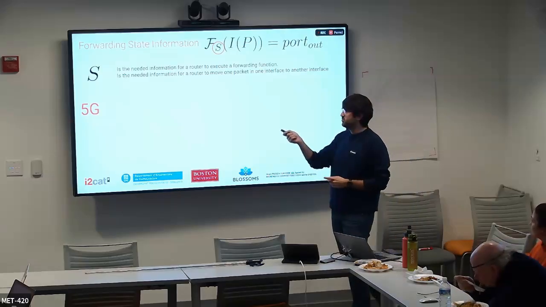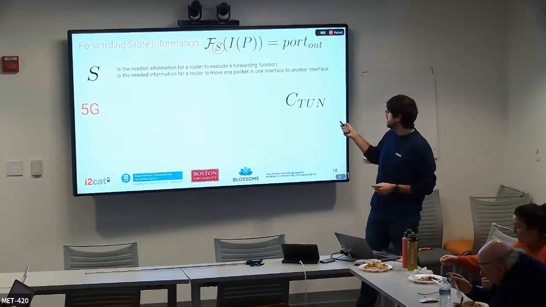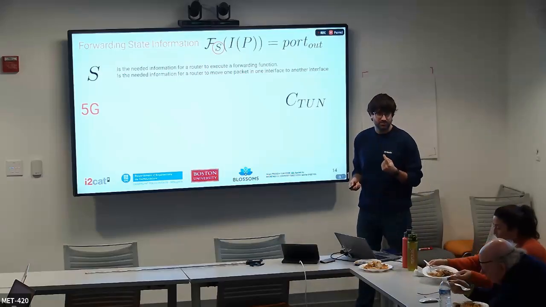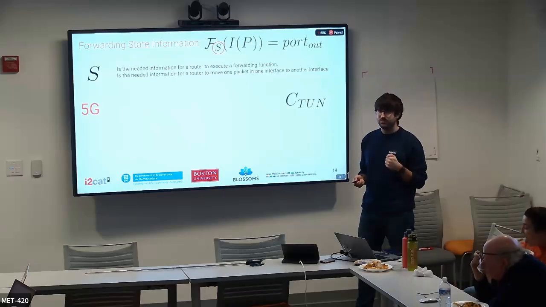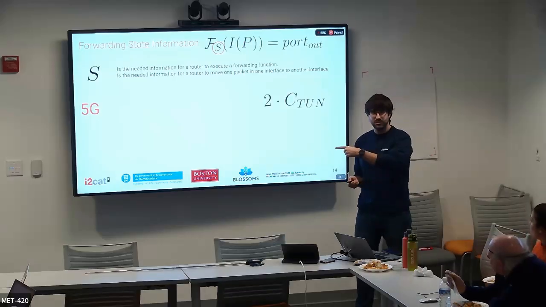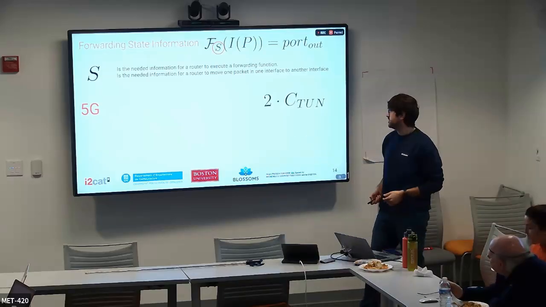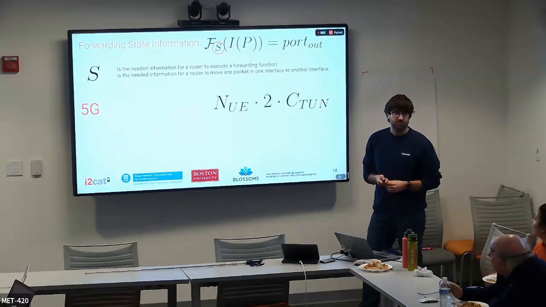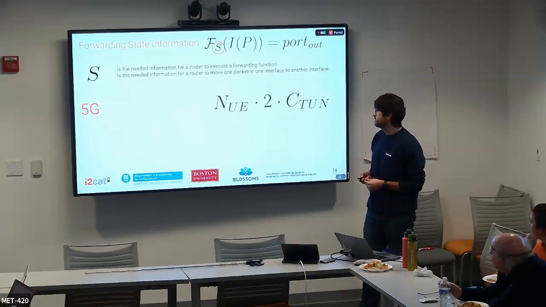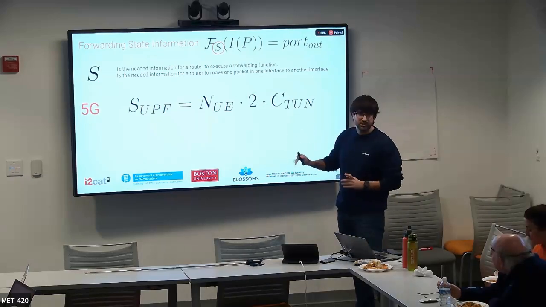In 5G, what's the expression of this S? As we were saying in the beginning, in 5G we have one tunnel. But we don't have one tunnel per every connection. We have two: one for the uplink traffic, the traffic that goes to the internet, and one for the downlink, the traffic that goes back to the mobile. And we have this information for every mobile phone, for every user equipment. That expression is the state information that the router needs in 5G.